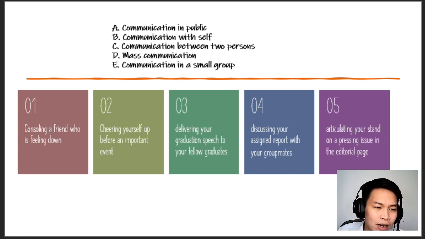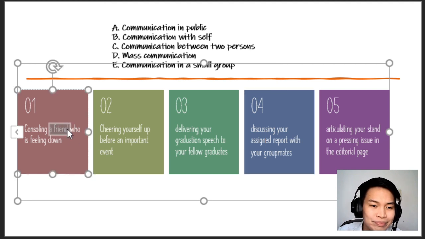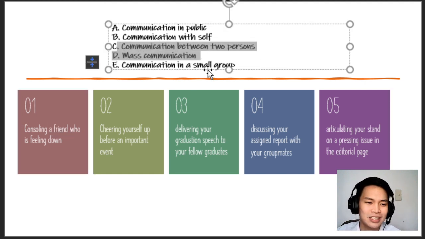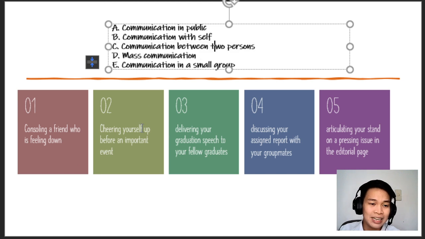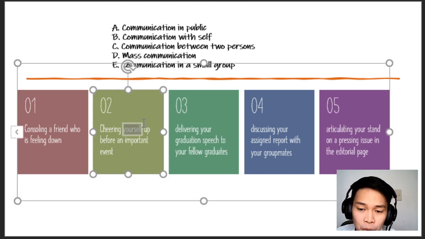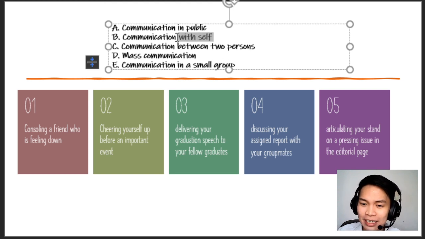So you have there a friend. When we say a friend, it means only one. So it's communication between two persons. Correct. Next, number 2, cheering yourself up before an important event. We have the keyword there, yourself. So you are alone. It's communication with self.